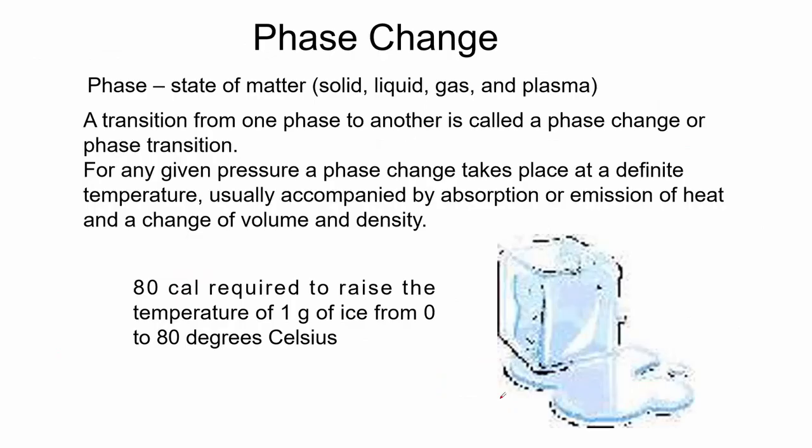Phase refers to the state of matter such as solid, liquid, gas and plasma. When ice melts it is called a phase change. Phase change is a transition from one phase to another. It is also called phase transition. For any given pressure a phase change takes place at a definite temperature, usually accompanied by absorption or emission of heat and a change of volume and density. To convert 1 g of ice from 0 to 80 degrees Celsius would require an 80 calorie quantity of heat.